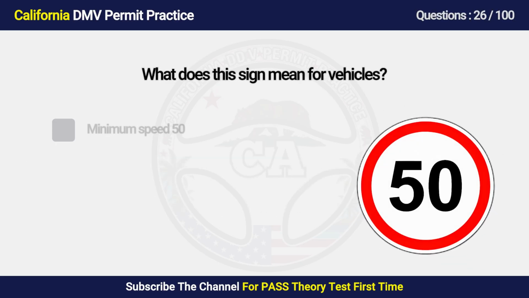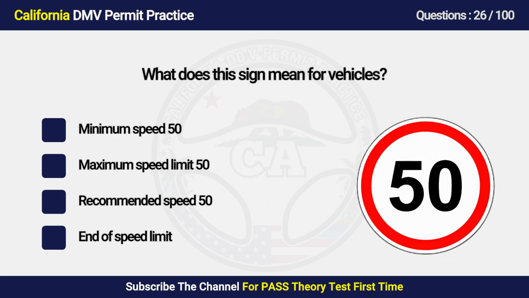Question 26. What does this sign mean for vehicles? A, minimum speed 50. B, maximum speed limit 50. C, recommended speed 50. D, end of speed limit.